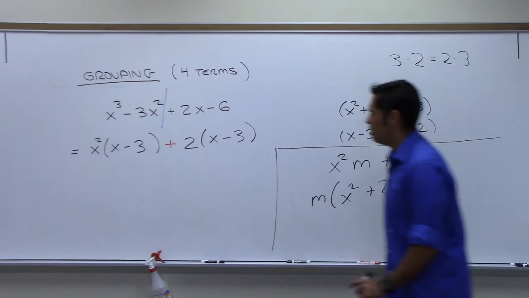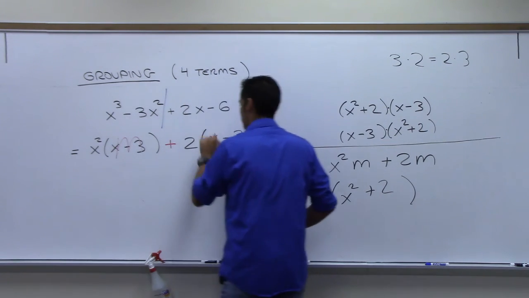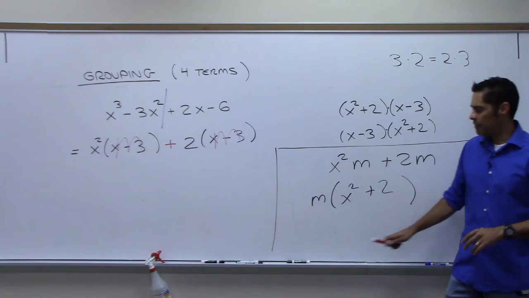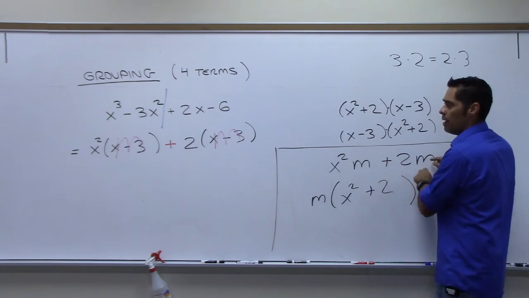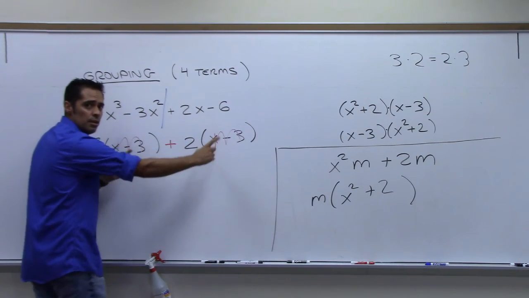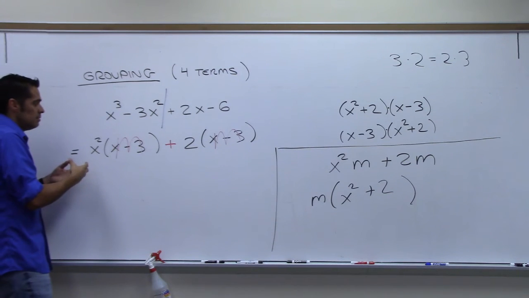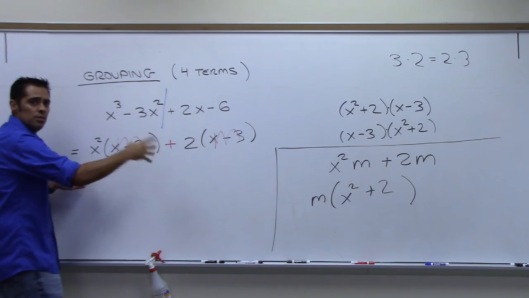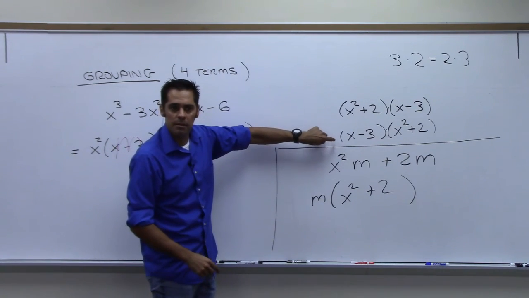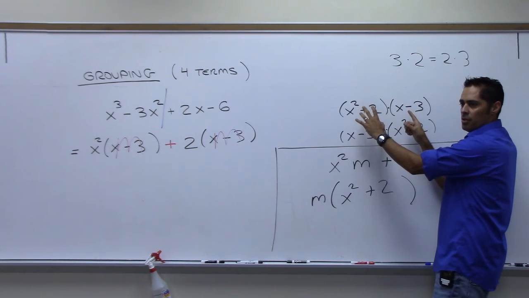So watch this. This is your m, and this is your m, right? They both have it? They both have that, don't they? x squared m plus 2m. So since they both have an x minus 3, you're pulling the x minus 3 out. And what's left? The x squared plus the 2 in parentheses, right? That's this version of it right here. And then if you turn it back around, it's this version.